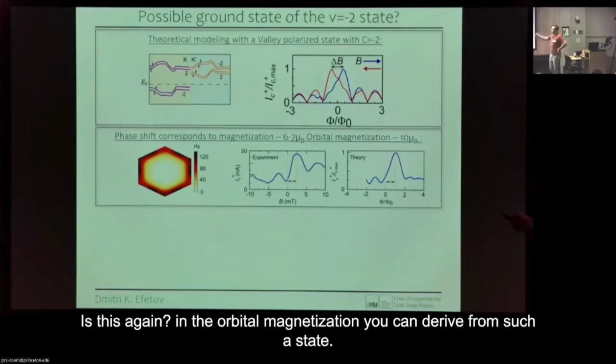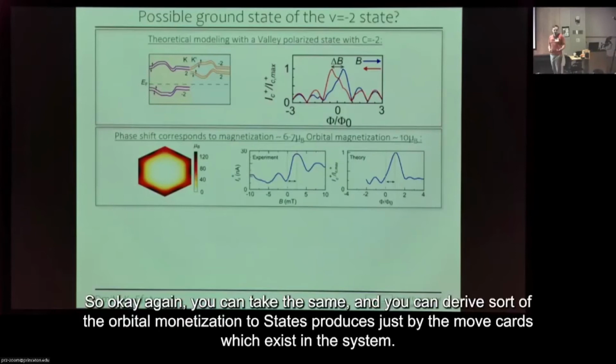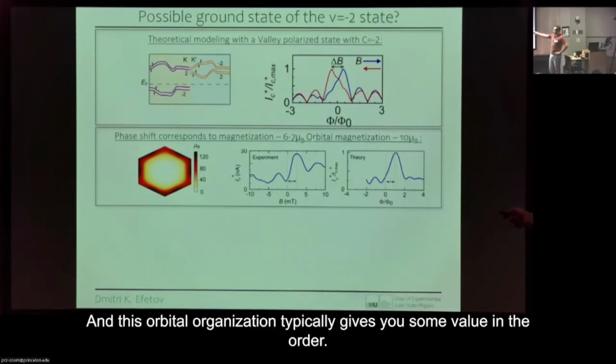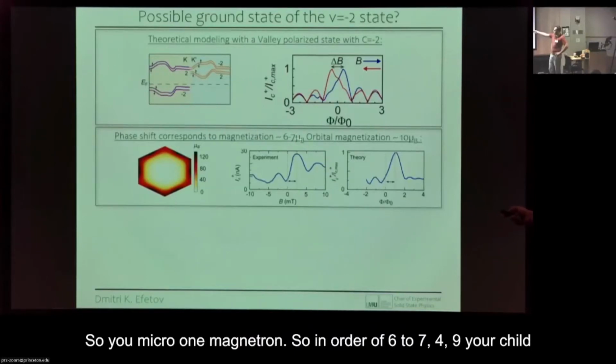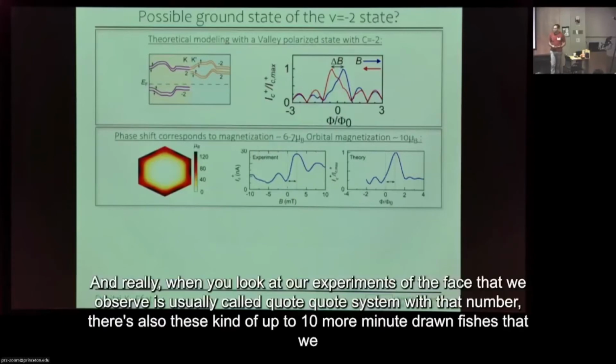The other indication that such a state could explain this is the orbital magnetization you can derive from it. You can take the state and derive the orbital magnetization it produces just by the loop currents which exist in the system. This typically gives you a value on the order of a few micro Bohr magnetons, so around 6 or 7 Bohr magnetons. When we look at our experiments, the phase shift we observe is usually consistent with that number. There's also up to 10 Bohr magnetons phase shift that we extract for this device.